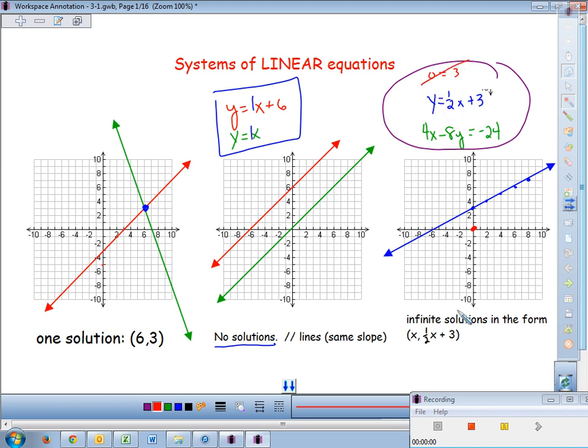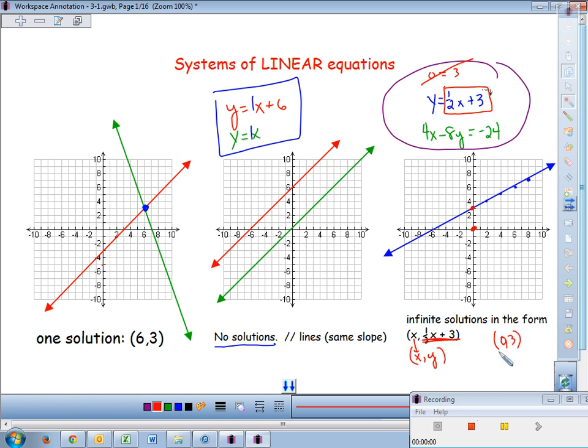So we have to give what we call a college algebra type answer. There's infinite solutions in the form of, you know how points are always written x comma y. Well, we're going to let x be x, and this right here is whatever y equals. And didn't we know that y equals 1/2 x plus 3? Meaning, if you pick whatever x value you want, like let's say 0, then y would turn out to be, in this case, 3.